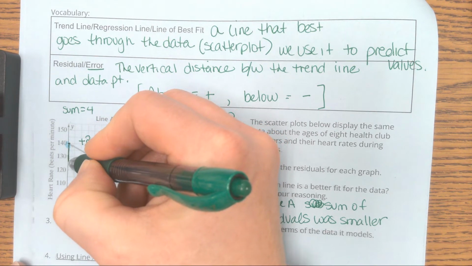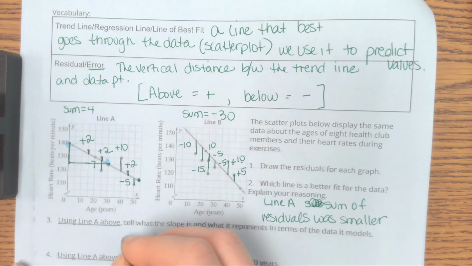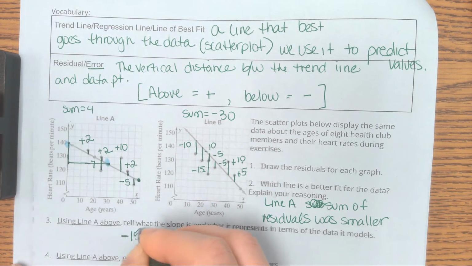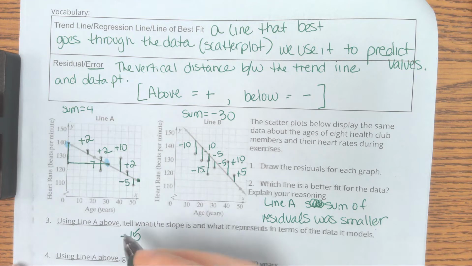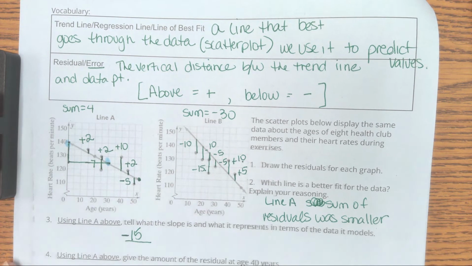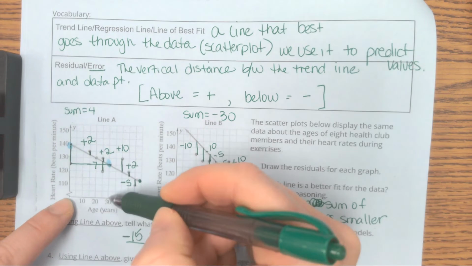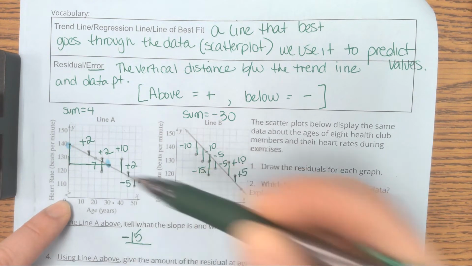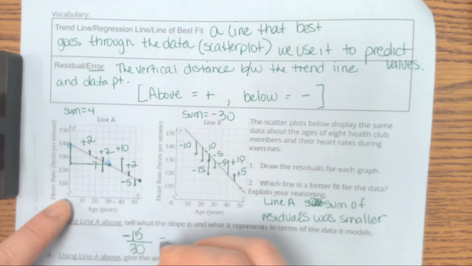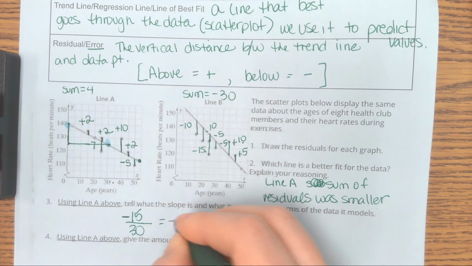How far down did it go? It went down, so for my top I'm going to do negative 15. And just really be careful of the scale here, guys. I went over from 0 to right here, which is 30. It looks to me like this has a slope of negative 1/2 or negative 0.5.